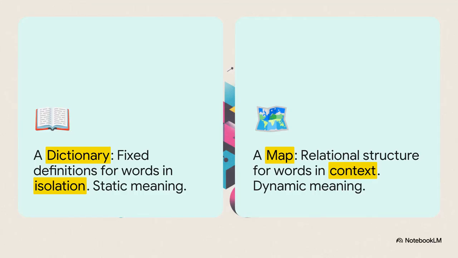Let's just compare these two ideas for a second. The old way, a dictionary, gives you a fixed definition for a word, all by itself. This new model is a map. It couldn't care less about definitions. It only cares about relational structure. It understands words based on their context, which creates this dynamic, fluid meaning that can shift and change.